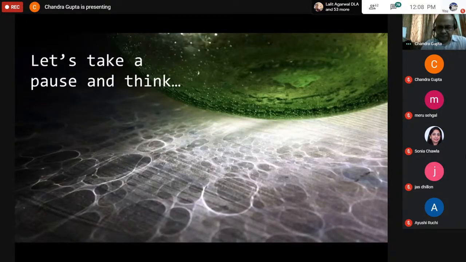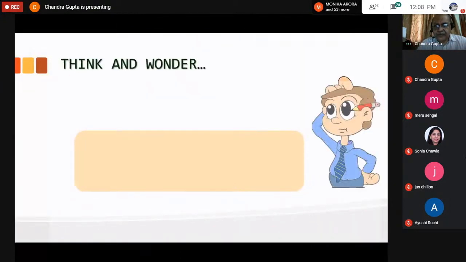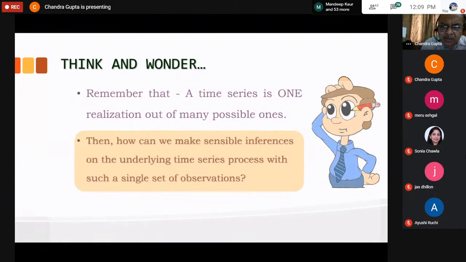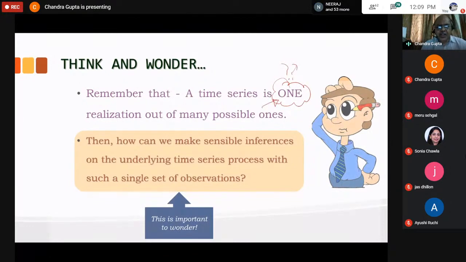Let's take a pause and think. Remember that a time series is one realization. I'm underlining the word one. One realization out of many possible ones. Then how can we make sensible inferences on the basis of an underlying time series which has only one observation at a point of time? Don't you wonder about it? One observation at a point of time, and I'm going to generalize it for the whole period. How is that possible? Just think about it. I want your response in this regard. Would anyone like to react to it?